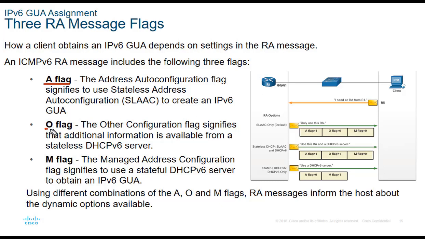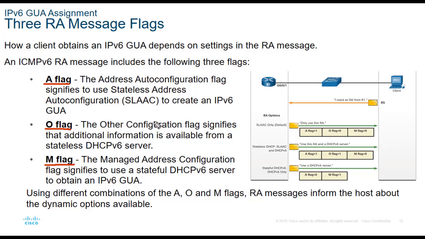Now the next flag is the O flag. The O represents other configuration, which means the other information is available from a stateless DHCP version 6 server. Now the third one, the M flag. The M represents managed. The managed address configuration flag signifies to use a stateful DHCP version 6 server to obtain an IPv6 GUA.